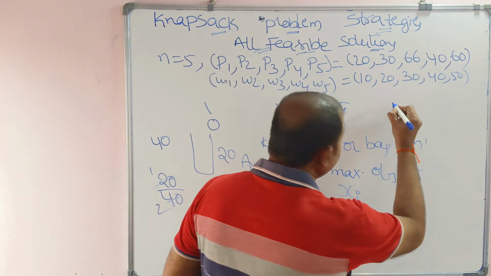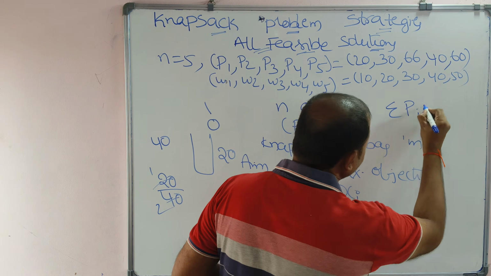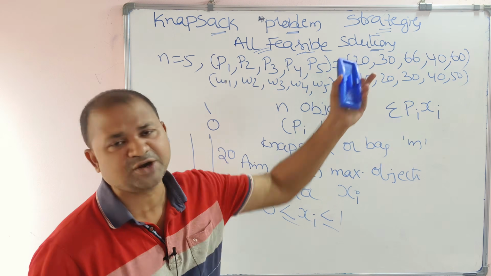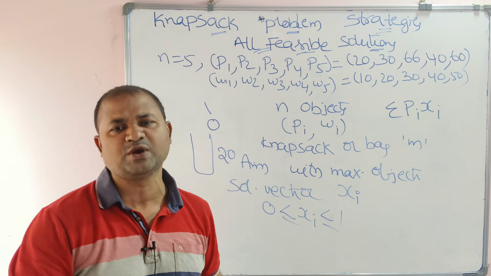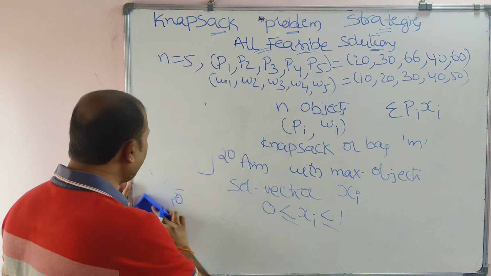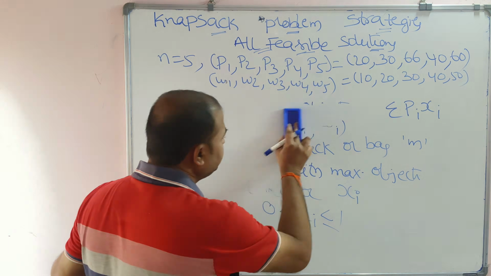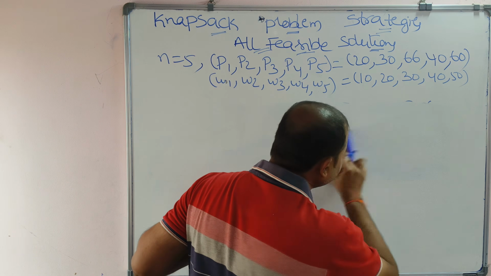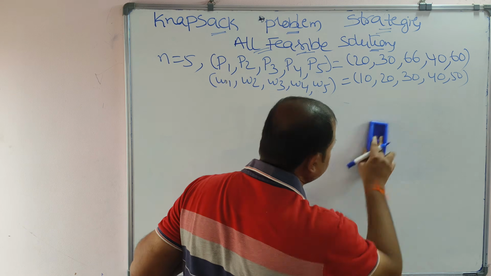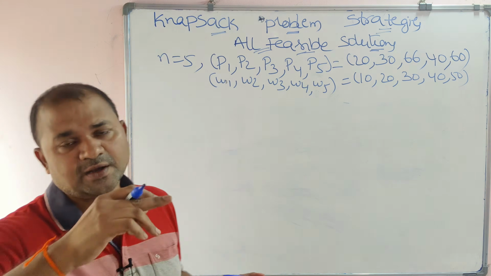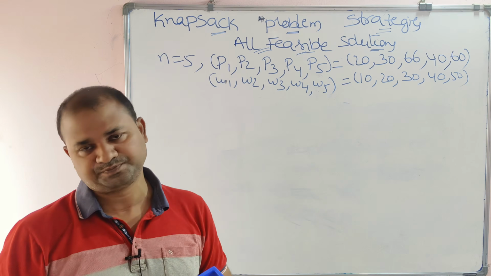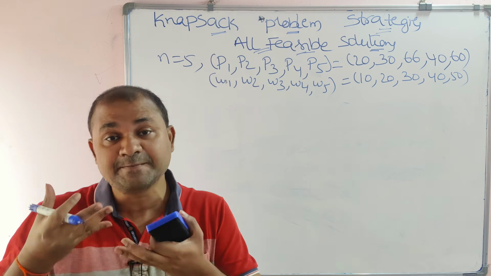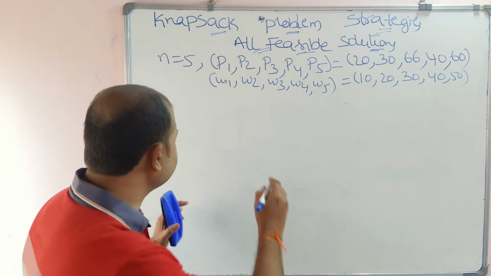In order to calculate the maximum profit, the formula is sigma pi xi, where the value of i ranges from 1 to n. So p1 x1 plus p2 x2, likewise. Here we have three strategies in total. Strategy 1 is maximum profit first. Strategy 2 is minimum weight first. Strategy 3 is profit by weight ratio, in decreasing order. So strategy 3 is the best one. Now let's see all the strategies one by one.